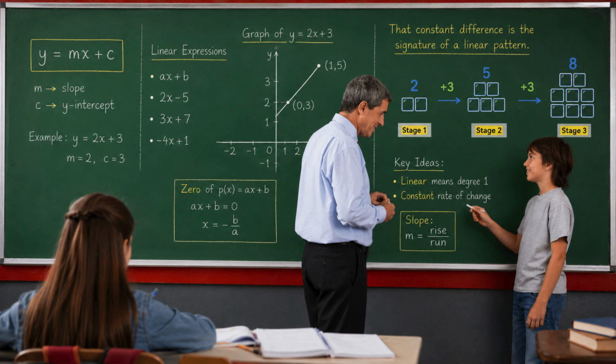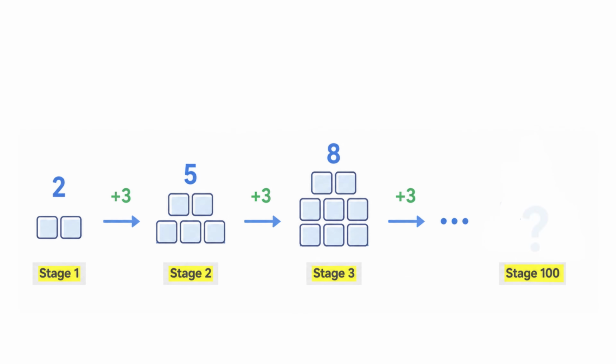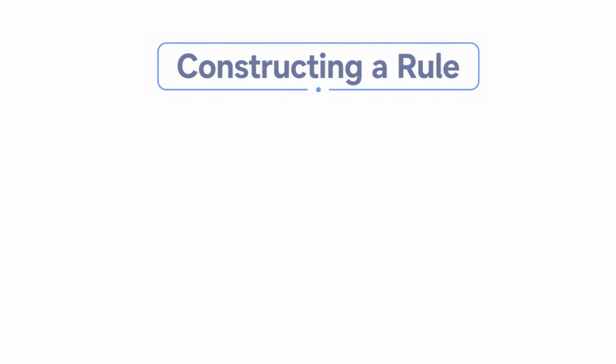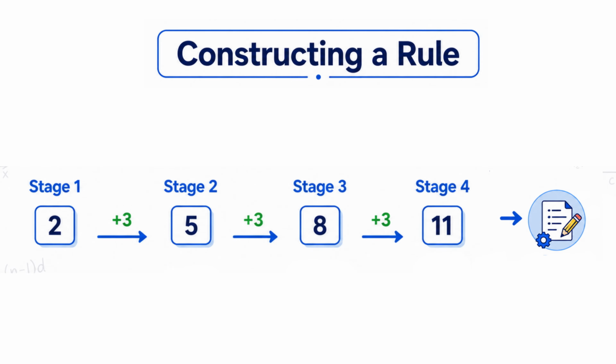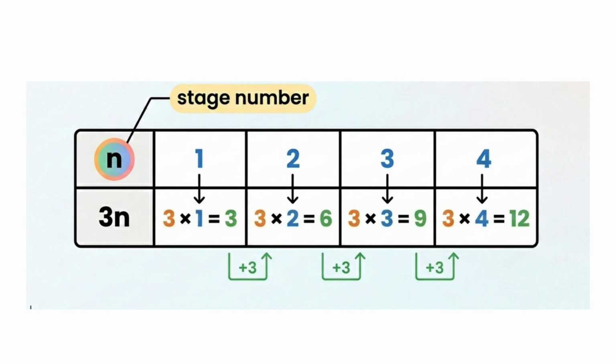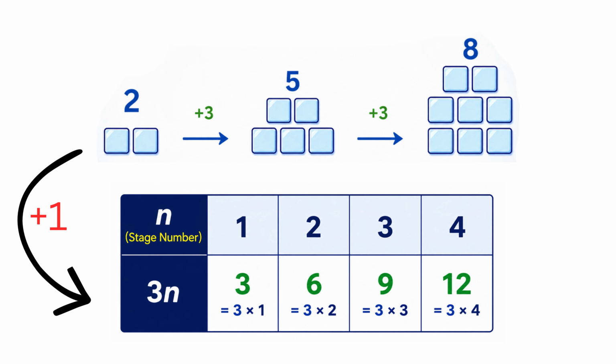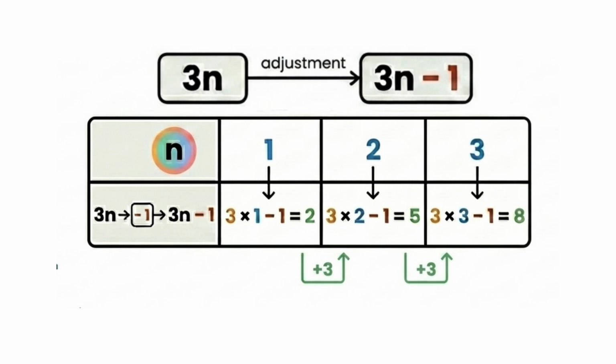Now, mathematics asks a deeper question. Can we determine the number of tiles in the 100th stage directly? To answer that, we construct a rule. Since the pattern grows by 3 at every stage, the expression must involve 3n, where n represents the stage number. But when n equals 1, the expression 3n gives only 3, while the actual first stage contains 2 tiles. So the expression is exceeding the pattern by 1. That adjustment gives 3n minus 1.